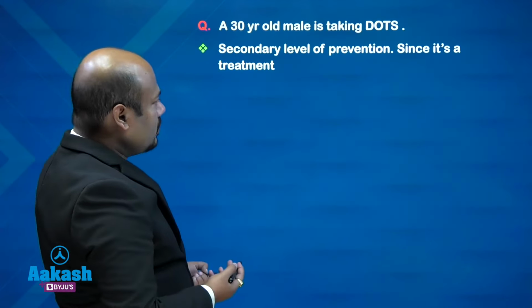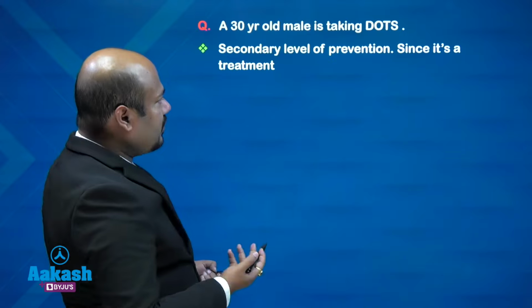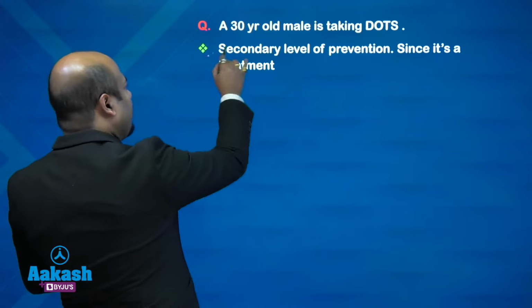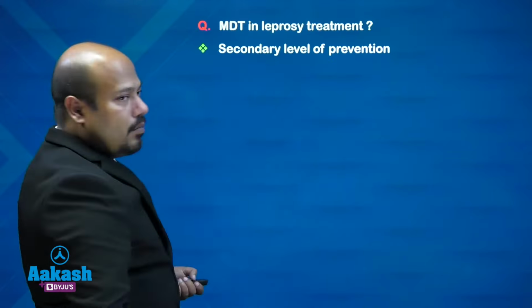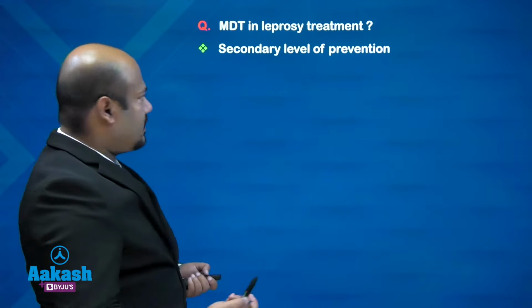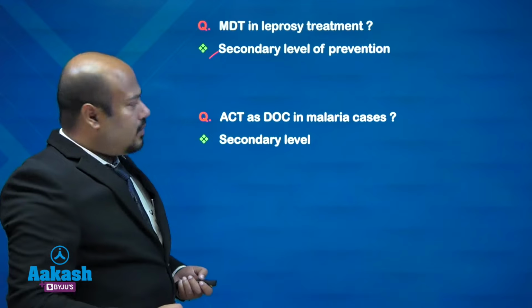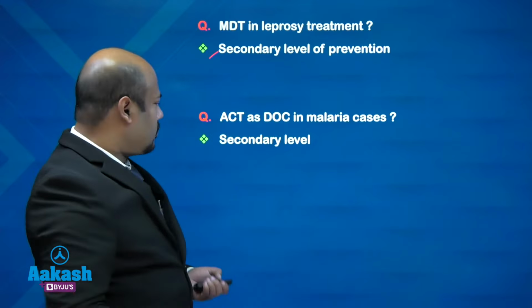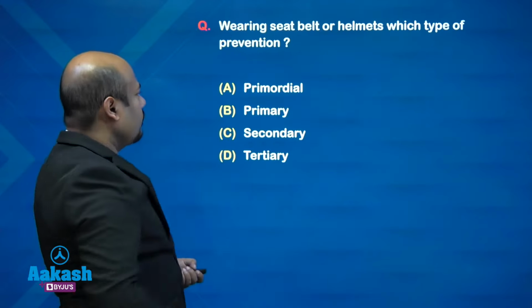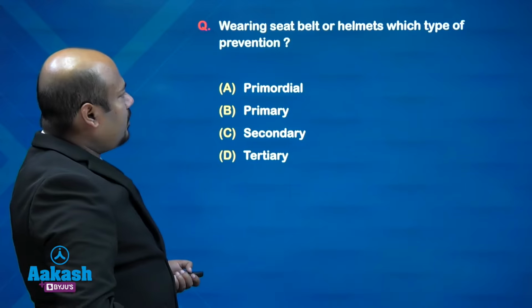30-year-old male is taking DOTS treatment, directly observed treatment short course. It will be what? Secondary level of prevention. It's a treatment. Multi-drug therapy in leprosy, again treatment, secondary level of prevention. ACT, artemisinin combination therapy, drug of choice in malaria, so it will be what? Secondary level of prevention.